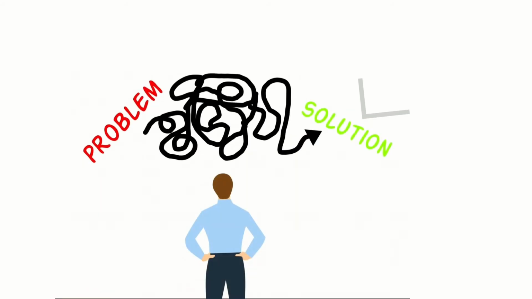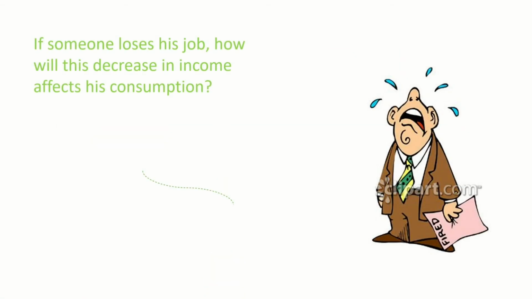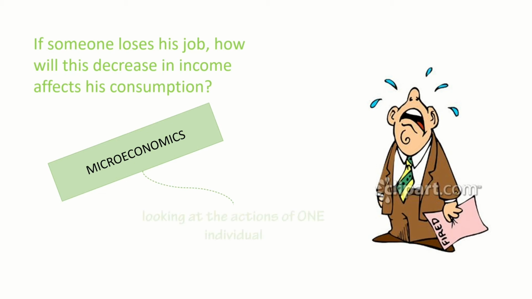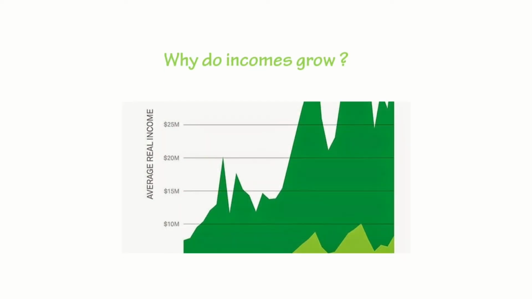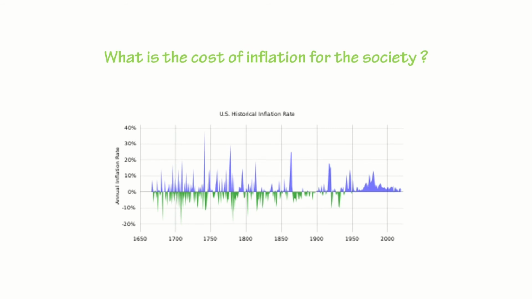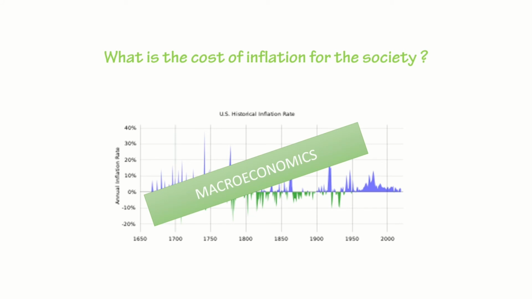How can you tell whether a problem would be studied in micro or macroeconomics? Look at these examples. Suppose a man loses his job, and we want to know how this decrease in income affects his consumption. Then we have to study microeconomics because we're looking at the actions of one individual. However, if we're asking why incomes grow, or what the cost of inflation is for society, then we have to look at the macroeconomic perspective to get the answers. What about now? Have you seen the differences?